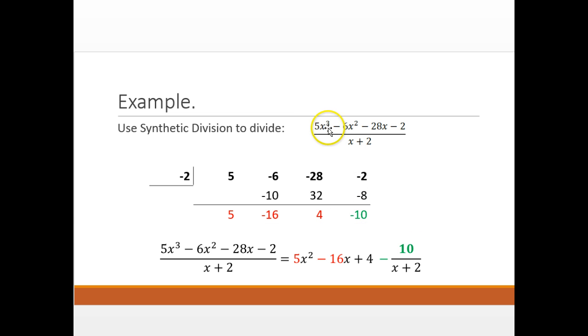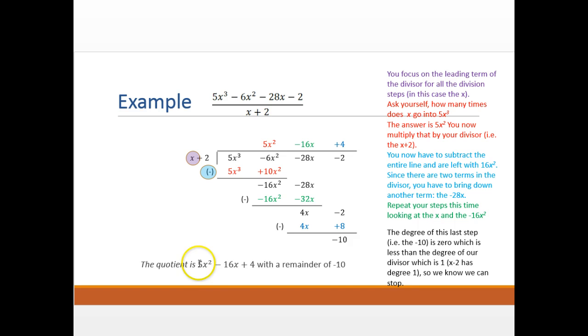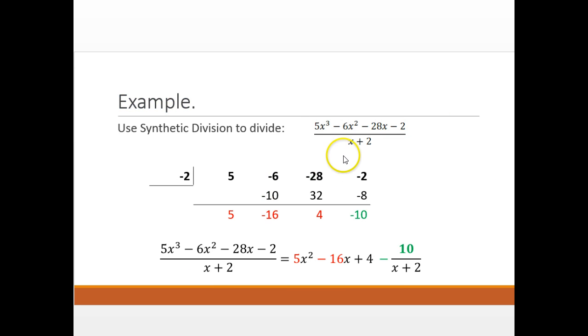This was a degree 3 polynomial. When we divided by a degree 1, our answer should be degree 2. So this becomes 5x squared minus 16x plus 4 with a remainder of negative 10. So there was my quotient, 5x squared minus 16x plus 4, minus 10 over x plus 2, which was my remainder, and this matches up with what we did on the long division earlier. Just remember, you can only use synthetic division if the coefficient of x is 1.